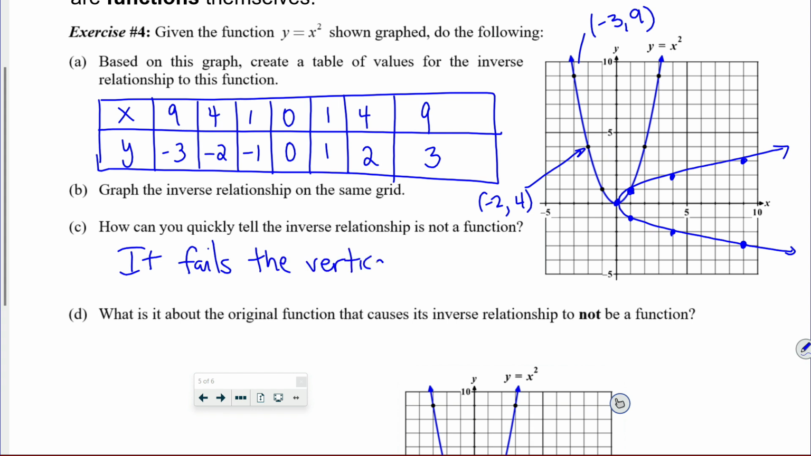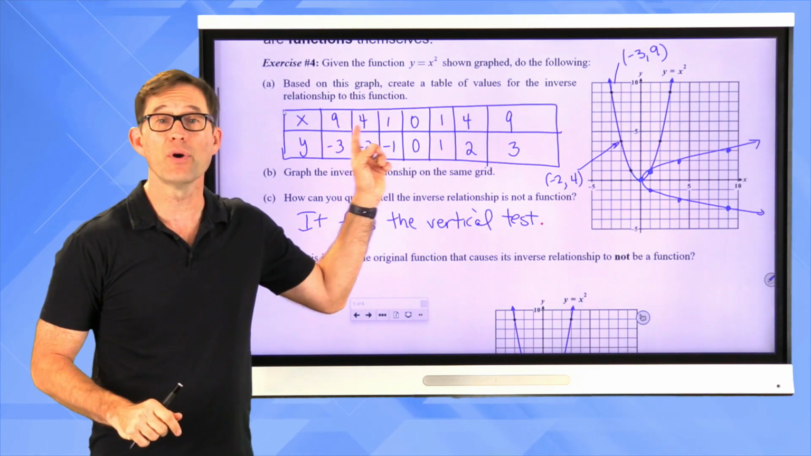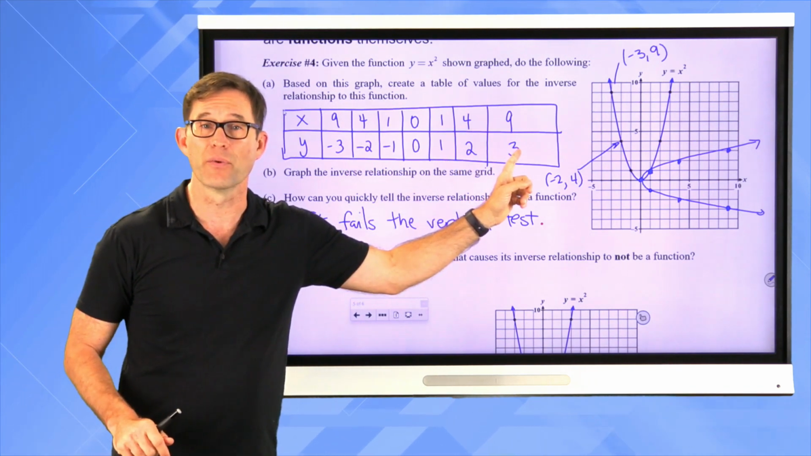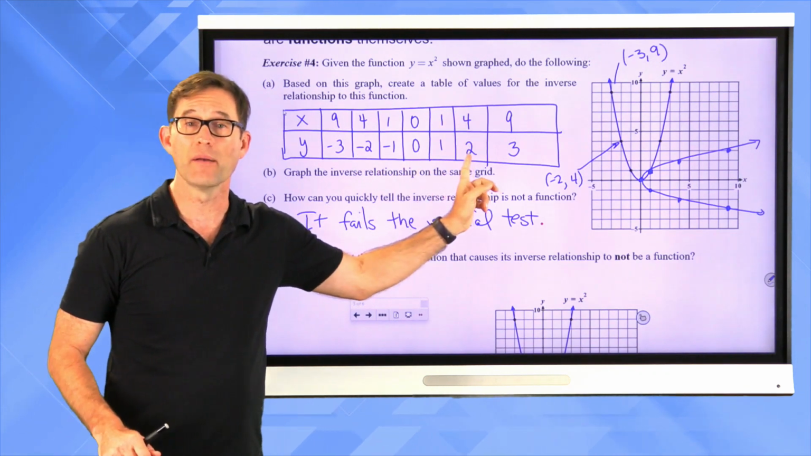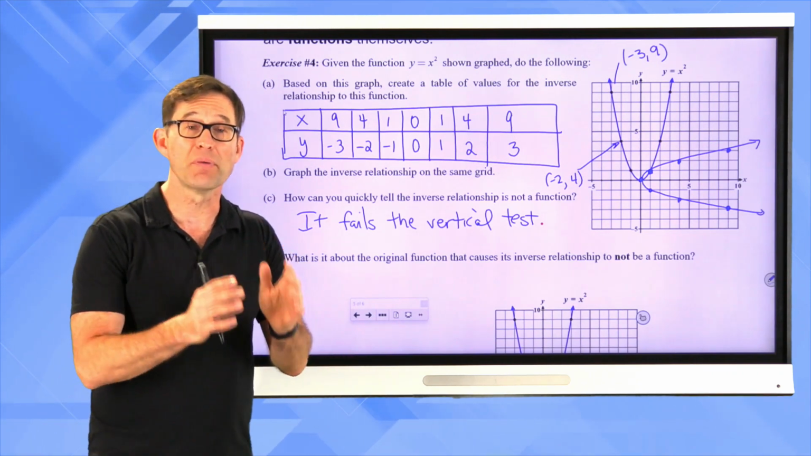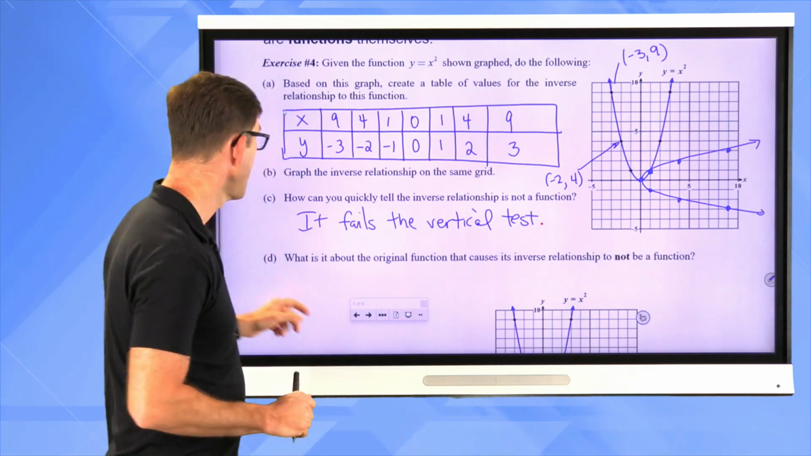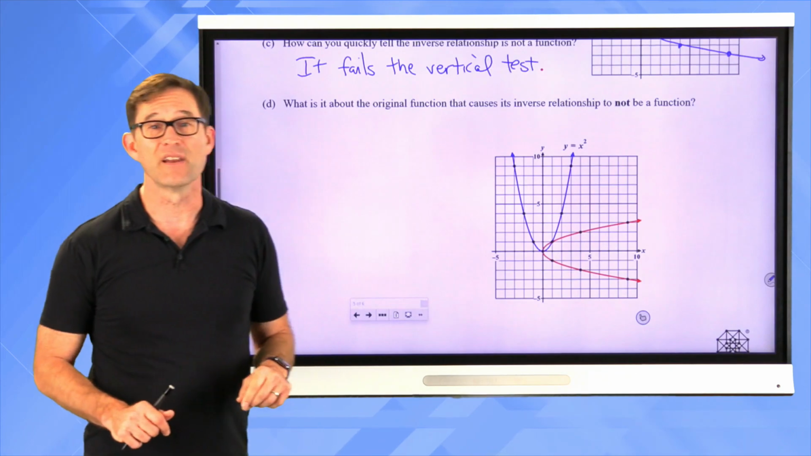Now, you could also even just look at the table itself, right? An input of 9 has outputs of -3 and +3. An input of 4 has outputs of -2 and +2. So, right away we can see repeated input values having different output values. And there we have it nice and in red.